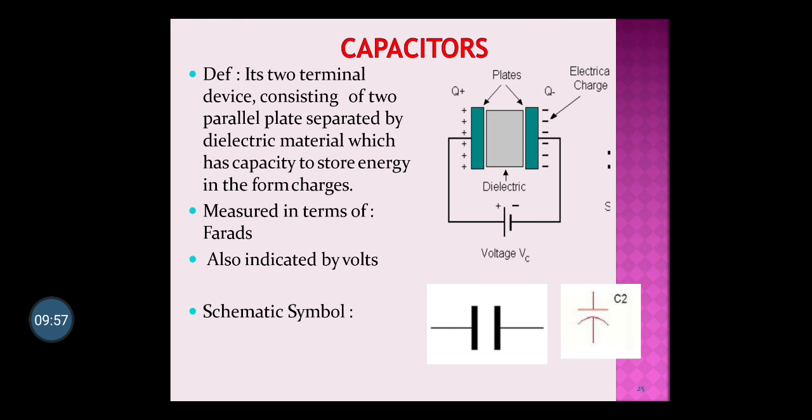So here you can see on one plate there is positive charge and on the other side there are negative charges, and this is how the potential difference is formed between these two plates, because at the center there is an insulator and the insulator won't allow any charges to move. Now the unit of the capacitor is farad. The schematic symbol of a capacitor is shown here, 2 lines and 2 terminals. It is a 2-terminal device.